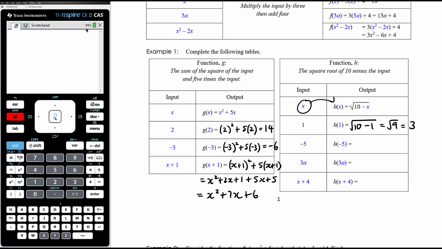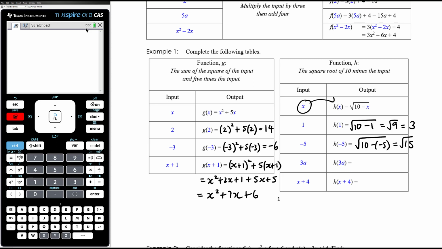If our input is negative 5 and we apply function h to that input value, so that is we take the square root of 10 minus that input, square root of 10 minus negative 5, we call that h of negative 5. Okay, so it's square root of 10 minus minus 5, which is square root of 10 plus 5, which is square root of 15, which is in simplest form.